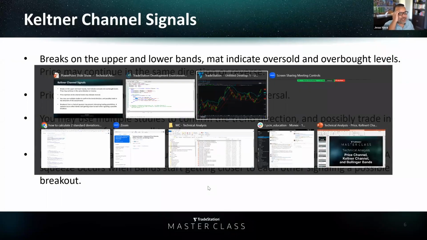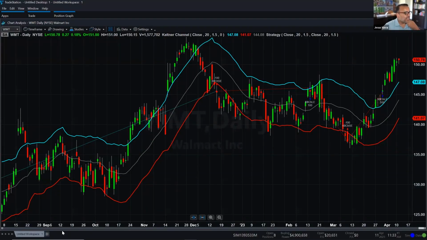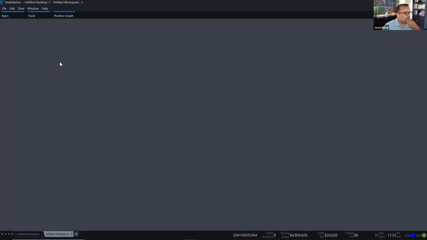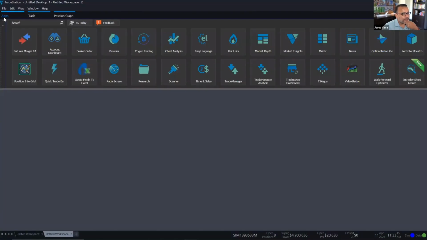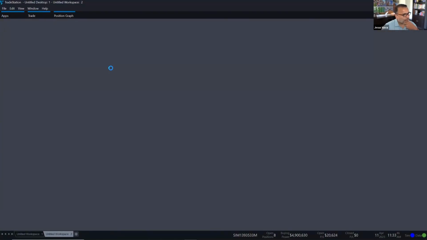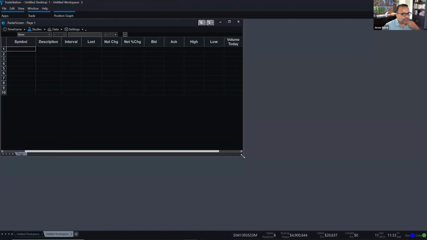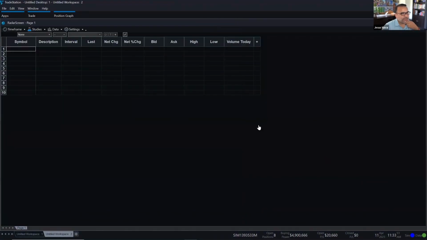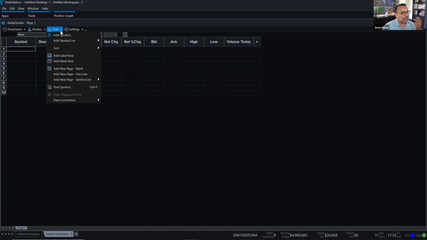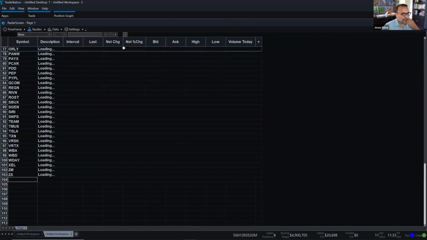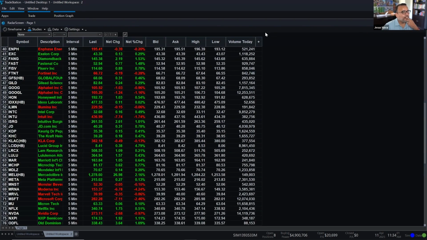One thing that I didn't show you is how these indicators look in RadarScreen. Let's go ahead and take a look. I'm going to go here to apps and click on RadarScreen for a moment. All right, so let's add a list of symbols here. I'm going to go to data, add a symbol list. I'm going to do the NASDAQ 100.